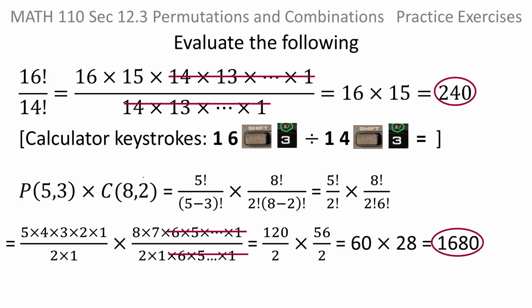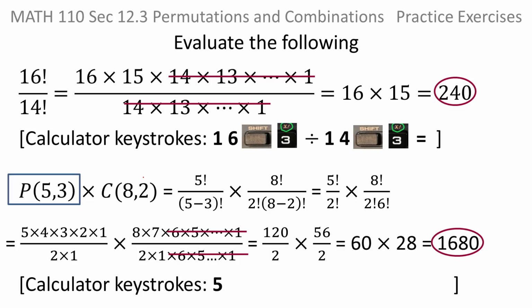That's a lot of work. How would you do that on your calculator? Well, what would you do? Start off with the permutation. So you put in the 5. The permutation is Shift 1. So you do 5, Shift 1, then put in the 3, then equal to. 5, permutation 3. Shift 1 is permutation. You have to hit the equal to get it to evaluate.